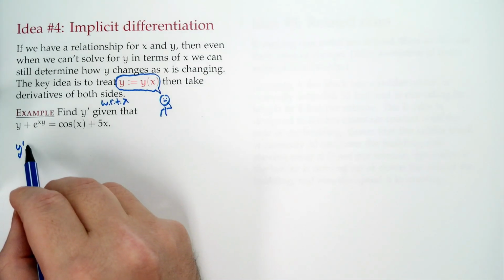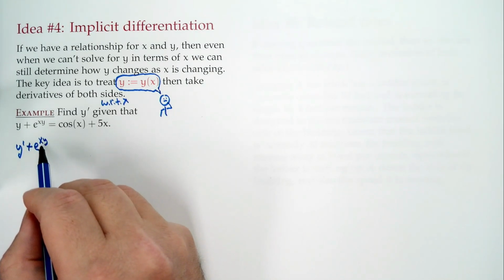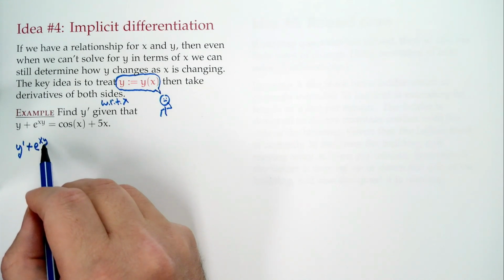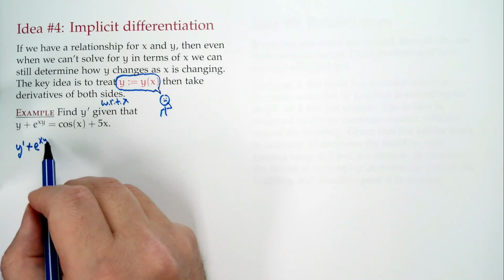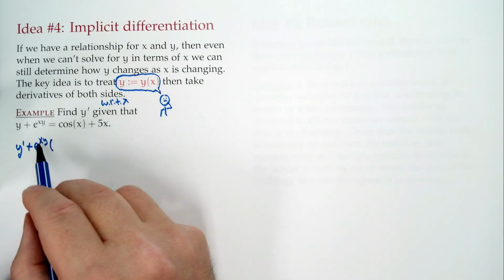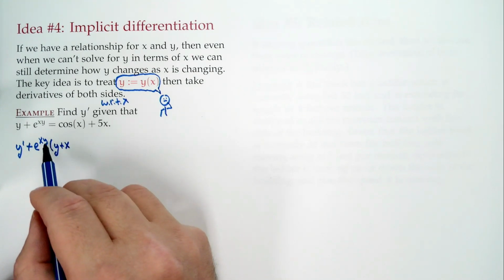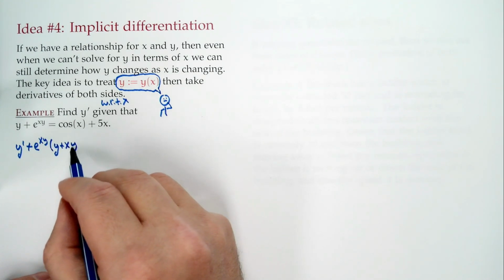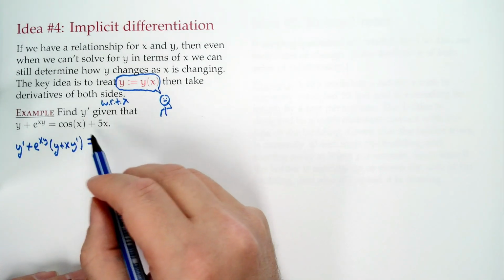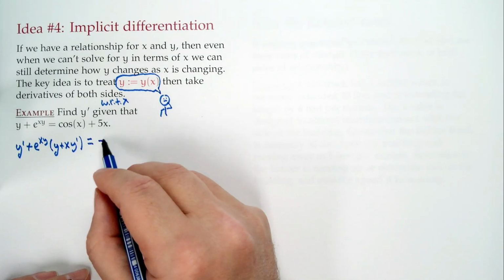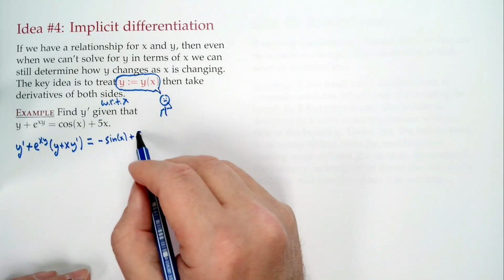Here, e to the xy, well, e to anything is e to that something, then times the derivative. What rule? Well, we need a product rule, because there's two places x is showing up, the x and inside of the y. So this is going to become the derivative of the first, which is 1, times y, plus x times the derivative of y, which we'll write as y prime. So that's the derivative of the left-hand side equals the derivative of the right-hand side. Derivative of cosine, negative sine. Derivative of 5x plus 5.